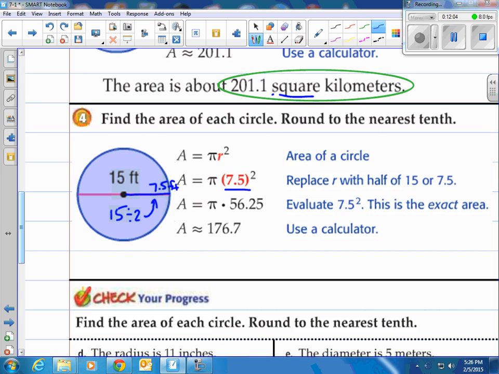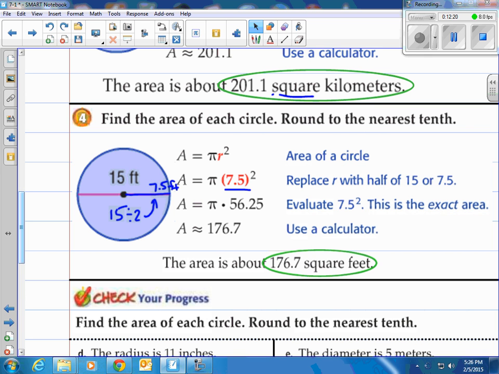Now, notice that's the 7.5 feet right there. So we take our 7.5, put it in for our r, and square it. We get 56.25. Use the pi button on our calculator, multiply by 56.25, and we get 176.7. So the area is about 176.7 square feet.